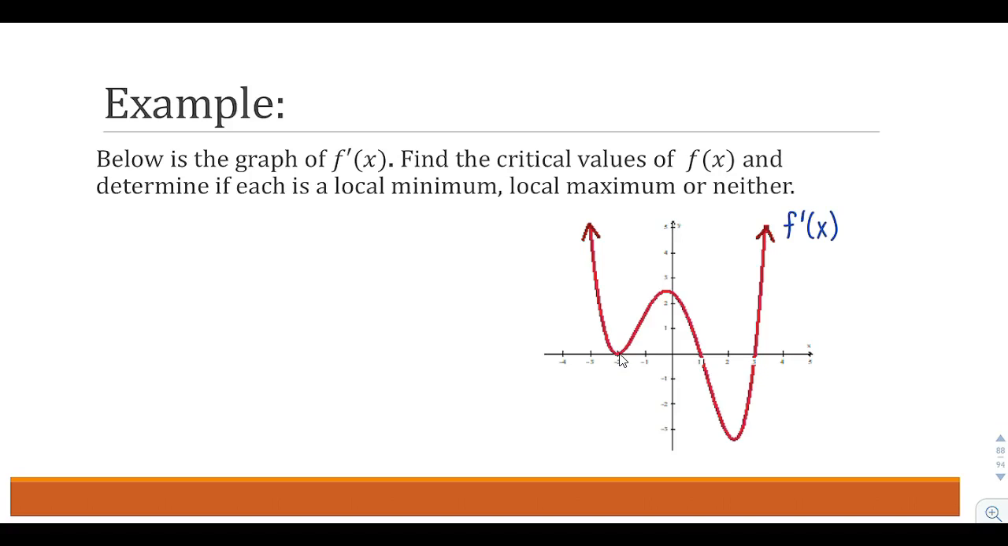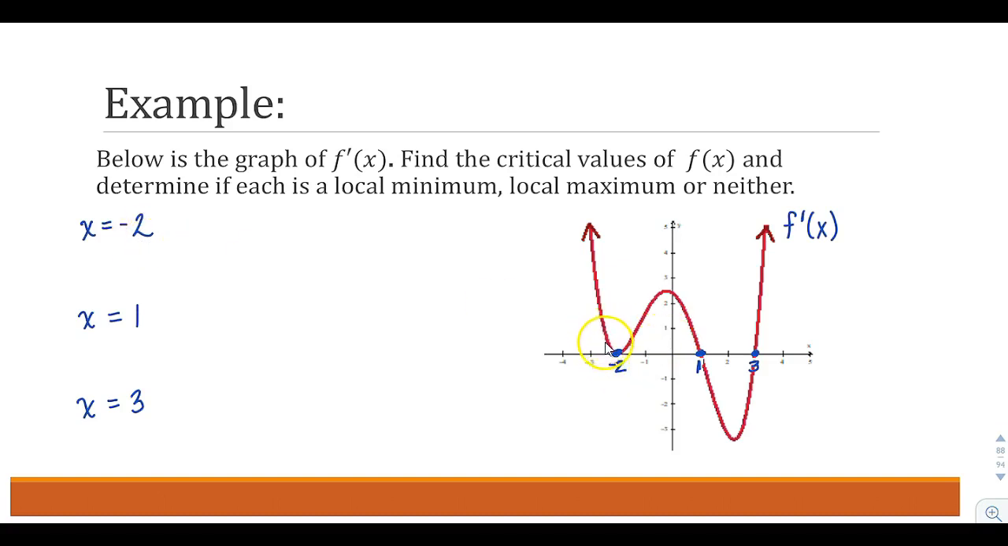That's asking us to identify the x-intercepts. So I can see -2, +1, and +3 are all my x-intercepts, all the places where the derivative is equal to 0. So those are my critical values. Now at each critical value I could have a local min, local max, or neither. So we'll start at -2.